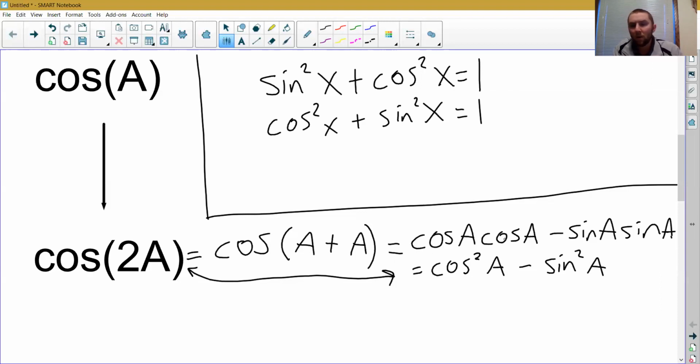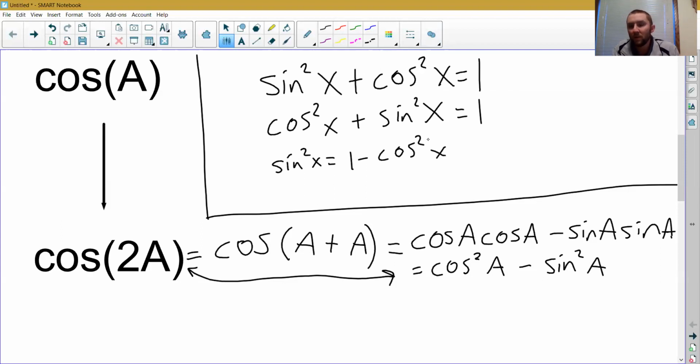Now, there are actually 2 other double angle formulas for cosine listed in your book in the math notes box. And they use this Pythagorean identity to write 2 different formulas. Basically, what they do is take the idea that if I move the cosine squared over to the other side, sine squared is equal to 1 minus the cosine squared, right?